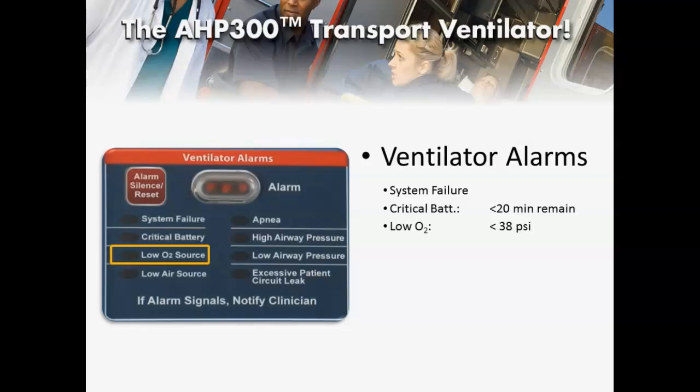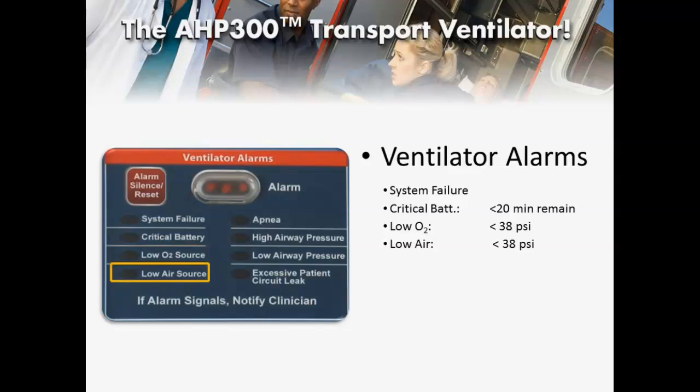Low O2. This alarm activates when the supply pressure from any connected compressed oxygen source drops below 38 psi. For a small EMS tank, 38 psi represents about 2 minutes of oxygen supply remaining. Note that should the oxygen source run out, the ventilator will switch to its internal compressor to continue to ventilate on air. Once the compressed oxygen source has been reconnected, the ventilator will automatically revert to its old FiO2 settings.